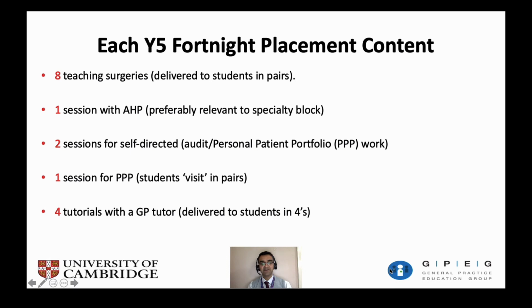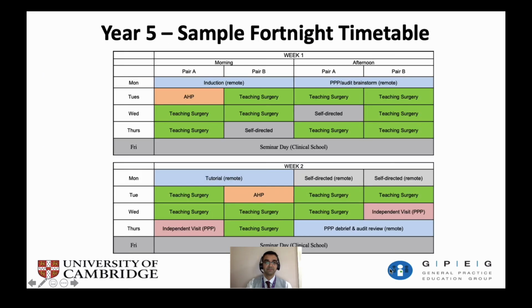So for each Year 5 fortnight placement, the content that we ask to be delivered is 8 teaching surgeries delivered to the students in pairs, 1 session with an AHP, preferably relevant to the specialty block, 2 sessions for self-directed study, and that could be for them to work on their audit or PPP, 1 session for the PPP, with the students visiting in pairs, and that visit could be face-to-face or virtual, whichever is most appropriate, and then 4 tutorials with a GP tutor delivered to students in 4s.